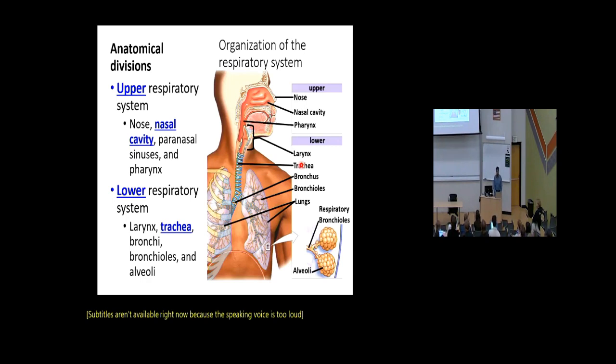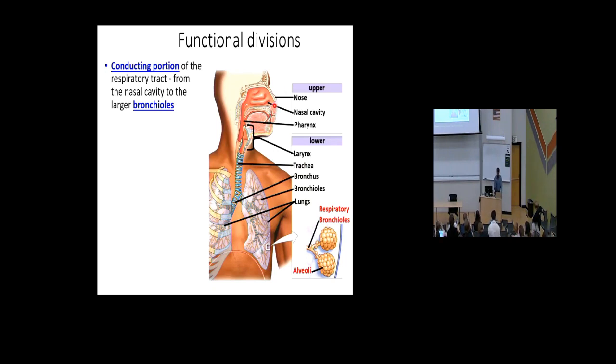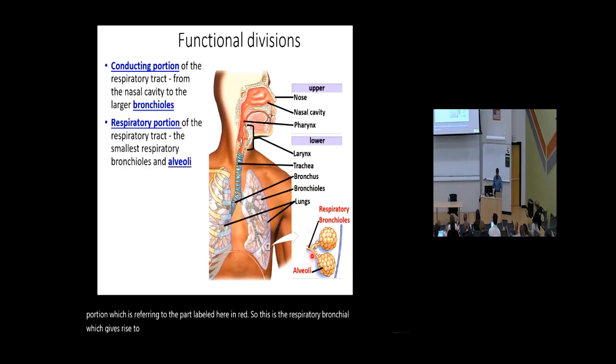And now let's consider the functional division. In the functional divisions also you have two types. You have the conduction portion, right? And this conduction portion is going to start at the nose, the nasal cavity, and go all the way down to the larger bronchioles, which are in the lungs. And moving on from the conduction portion, we have the respiratory portion, which is referring to the part labeled here in red. This is the respiratory bronchioles, which give rise to the alveoli.